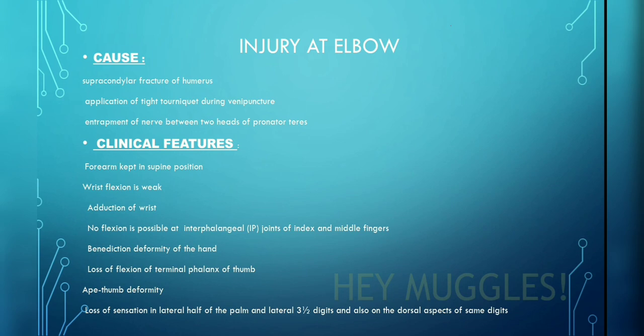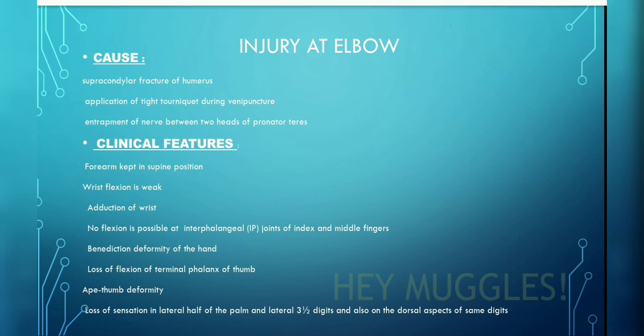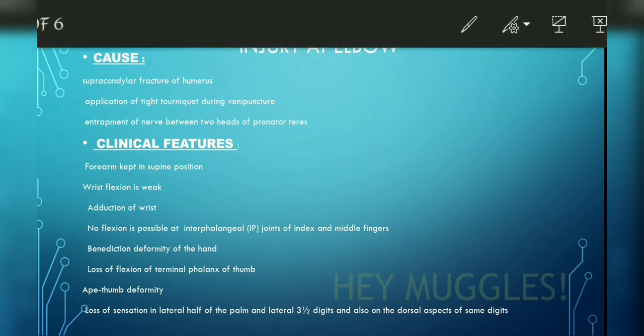Now we have injury at the elbow. So what are the causes of the injury at the elbow? They can be supracondylar fracture of the humerus, right? Then during venipuncture, there can be application of a tight tourniquet, right? The tourniquet can be tight during the venipuncture. Then the median nerve passes between the two heads of your pronator teres. So there can be entrapment of your median nerve between the two heads of pronator teres, right?